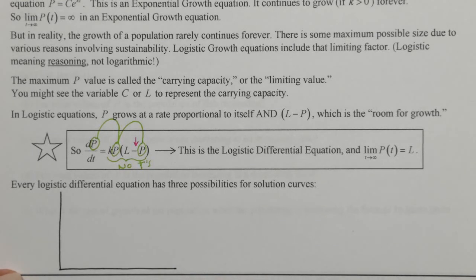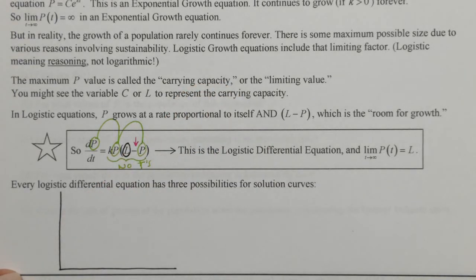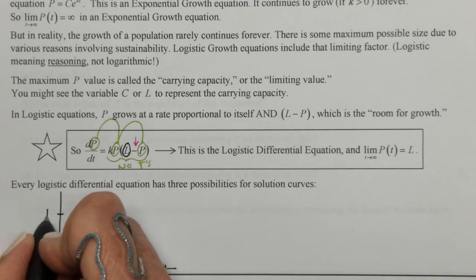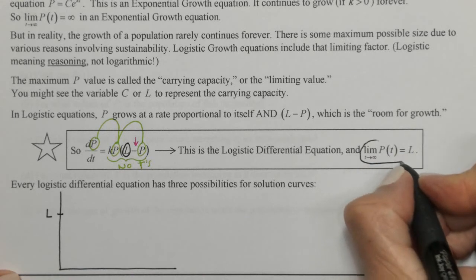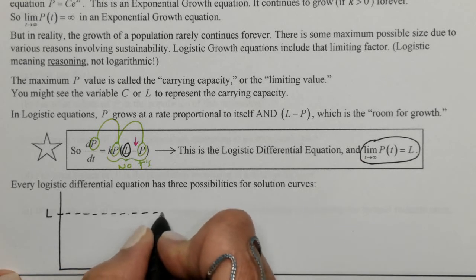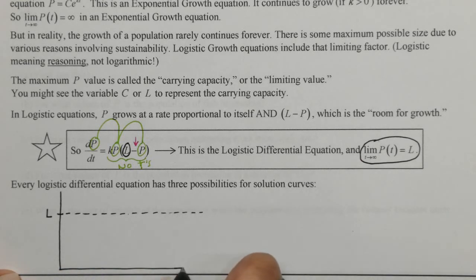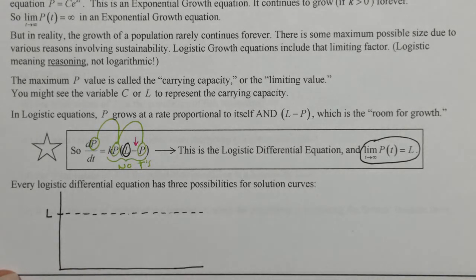I want you to be able to very quickly draw the graph. And it's very easy. This L value here is going to be a number. Whatever that L value is, that goes on the graph first. That is going to be your horizontal asymptote. That is your carrying capacity, your limiting value. That is the limit as time goes to infinity. So that is going to be a horizontal asymptote, and as time goes to infinity, that's where all three possible curves are going to end up.